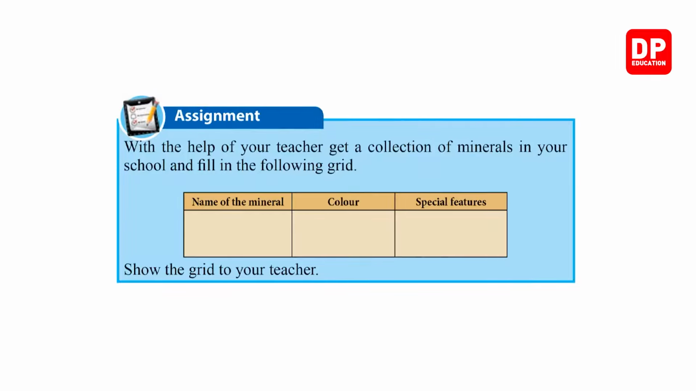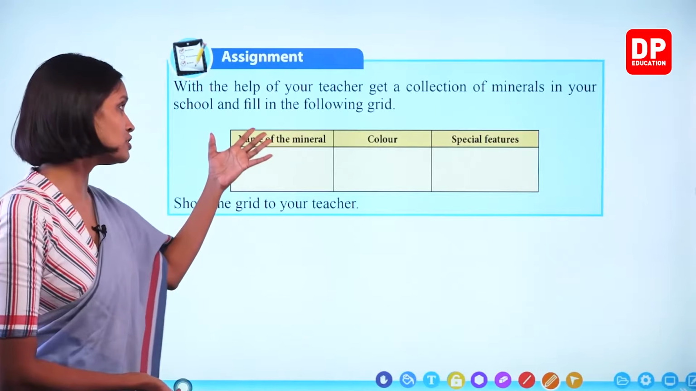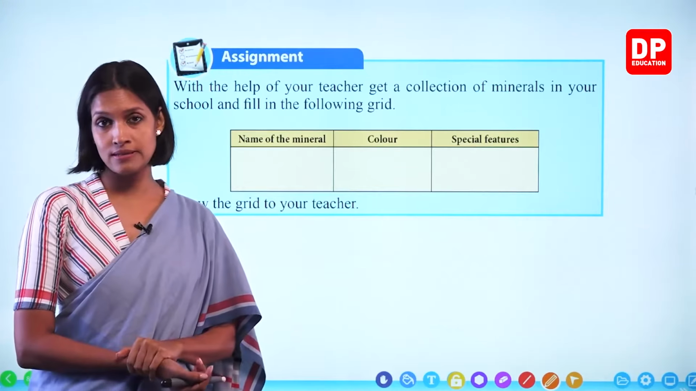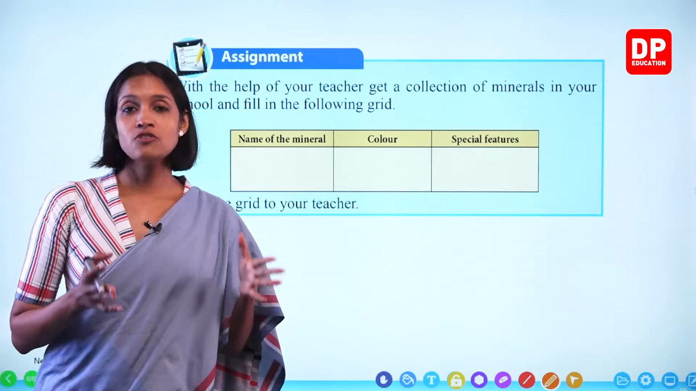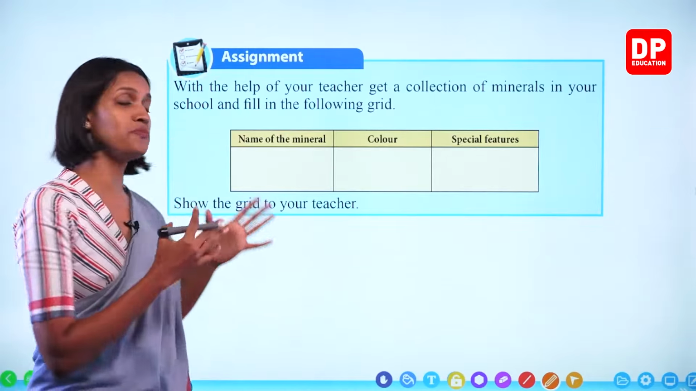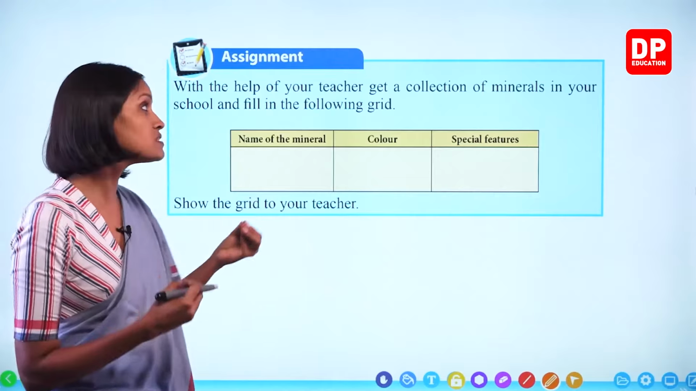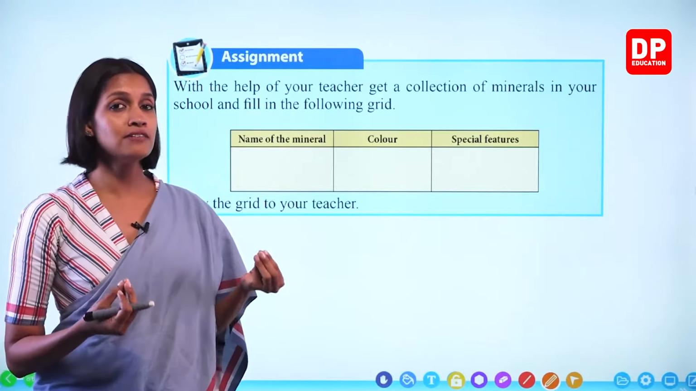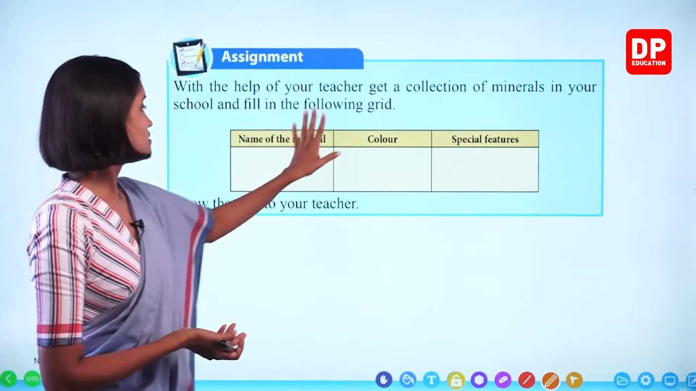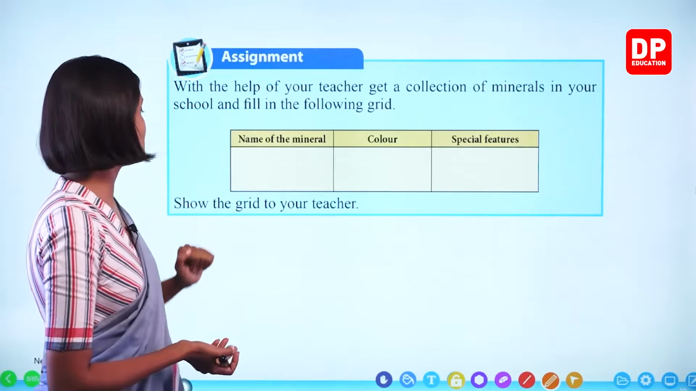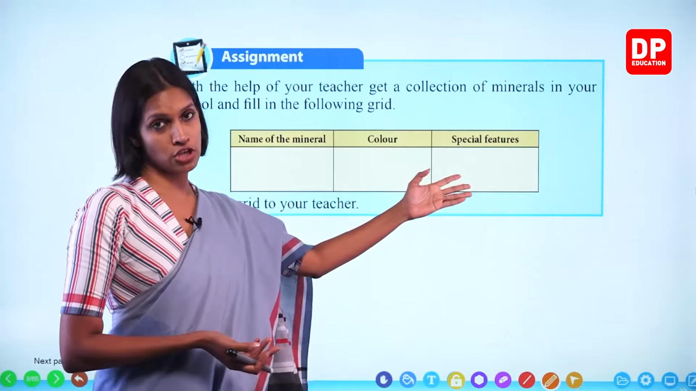So we have an assignment to do. With the help of your teacher, get a collection of minerals in your school and fill in the following grid. So even sometimes in geography, you learn about different types of minerals, right? Even in some science labs, there is a mineral collection. So you have to find these type of mineral collections, and you can actually observe them carefully. What is the color, right? What are the other features as well, okay? So you can write the differences like this: name of the mineral, color, specific features.